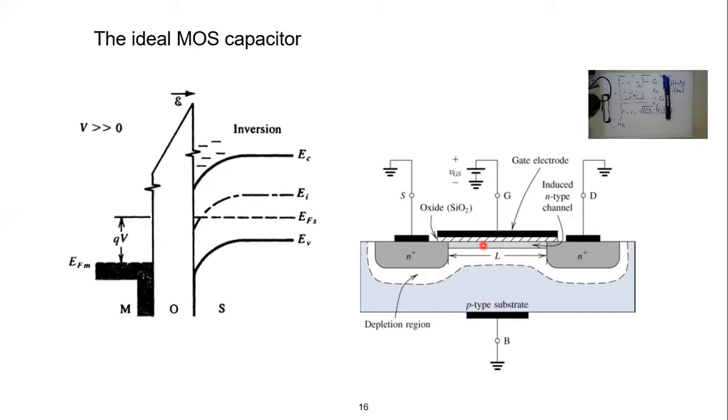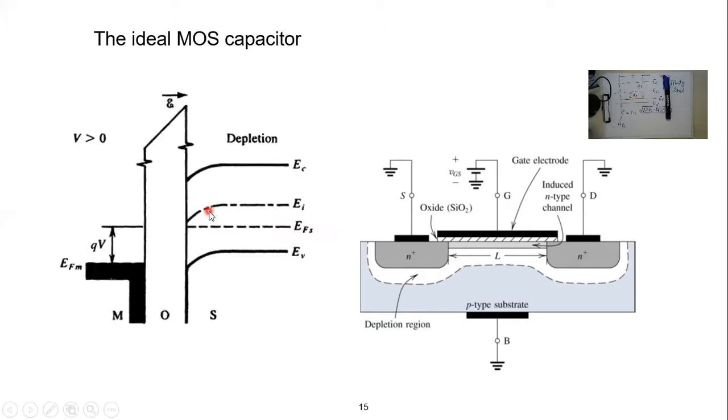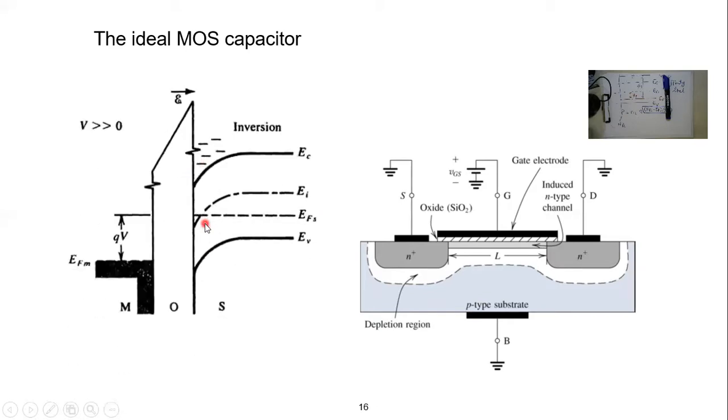Now, what if it goes to something like that? So just monitor this region, and make a difference between here and this. Now, in this case, my dear student, this point, which is representing the channel point, is inverted to be an N type. That's why we call this an inversion region.